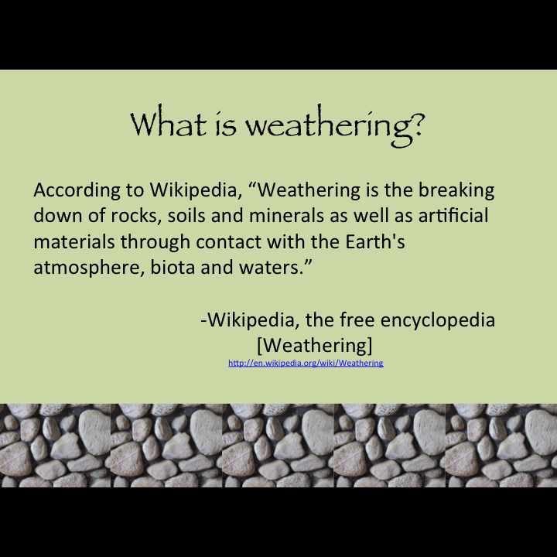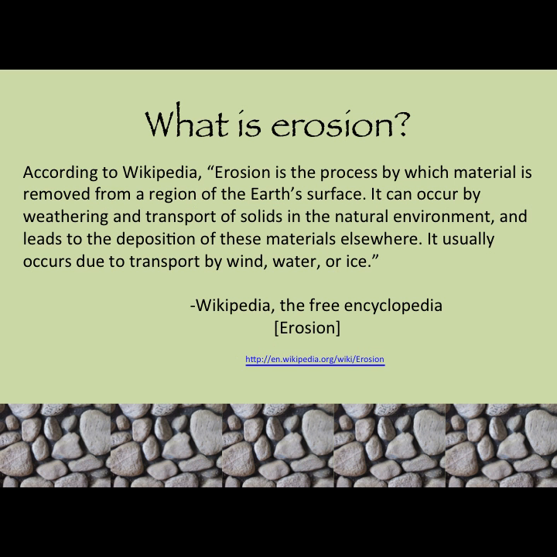Now, you might be asking, well, what is weathering? Well, according to Wikipedia, weathering is the breaking down of rocks, soils, and minerals, as well as artificial materials through contact with the Earth's atmosphere, biota, and waters. Well, what is erosion? According to Wikipedia, erosion is the process by which material is removed from a region of the Earth's surface. It can occur by weathering and transport of solids in the natural environment and leads to the deposition of these materials elsewhere. It usually occurs due to transport by wind, water, or ice.